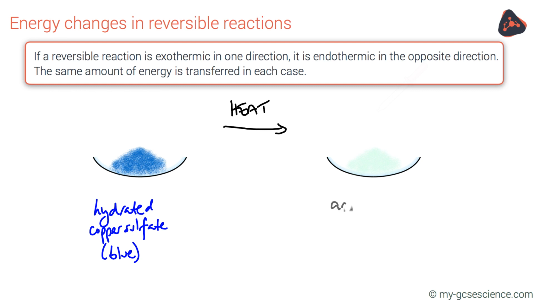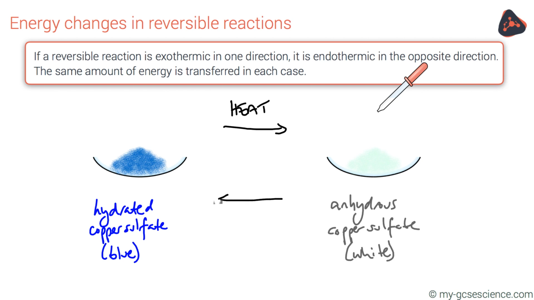This leaves us with anhydrous copper sulfate, that is copper sulfate with all of the water removed. That takes away its blue colour and leaves it as a white powder. However, we can reverse this reaction just by adding water. If you add a couple of drops of water to white anhydrous copper sulfate, it will turn back into hydrated copper sulfate and change colour back to blue.